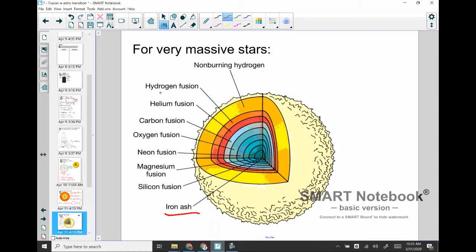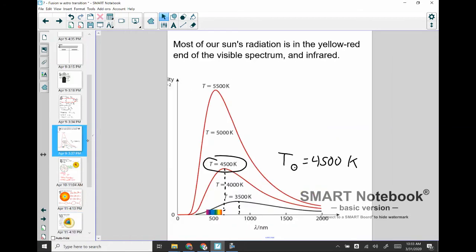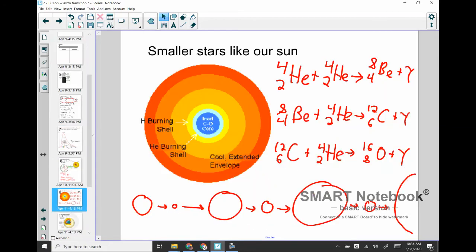So it does not continue past iron. And we talked a little bit about this before spring break, because that's a reaction that requires energy rather than emits energy. And a star is not going to do something that requires energy, because that's self-destructive. It will end up burning out the star instead of doing something that creates energy.